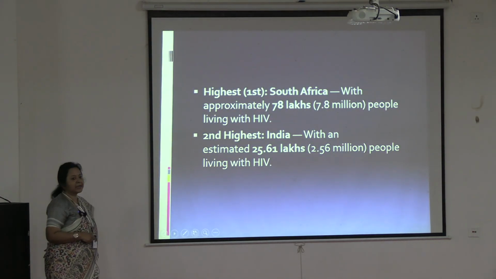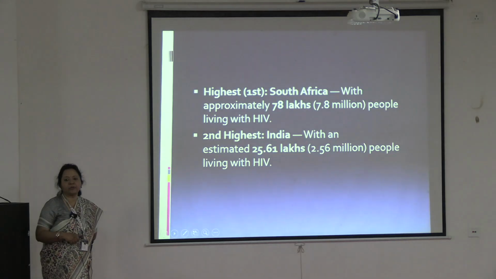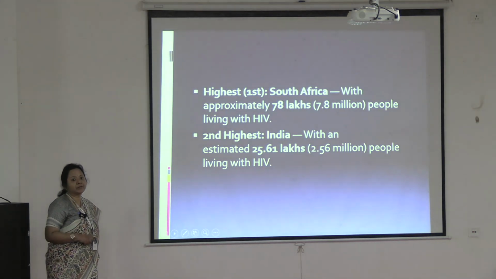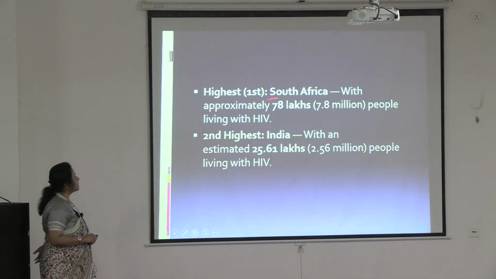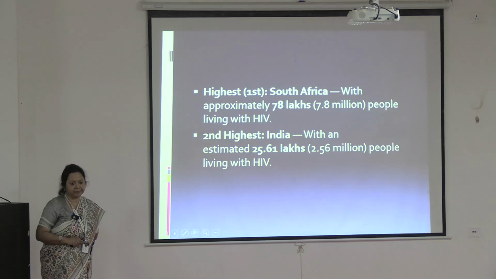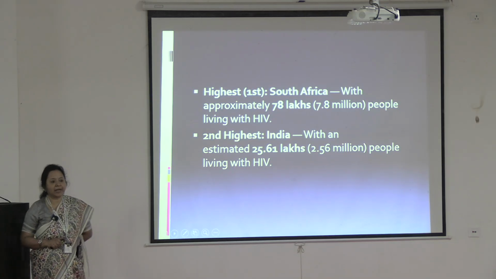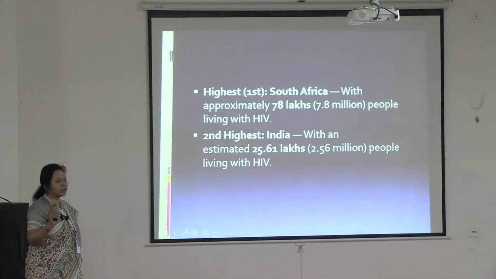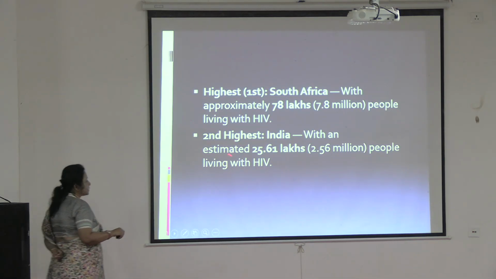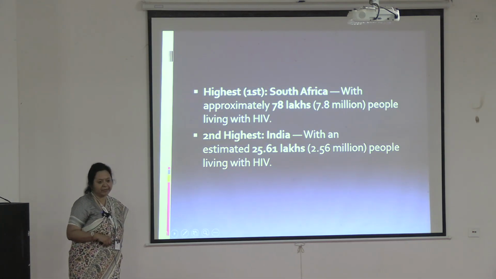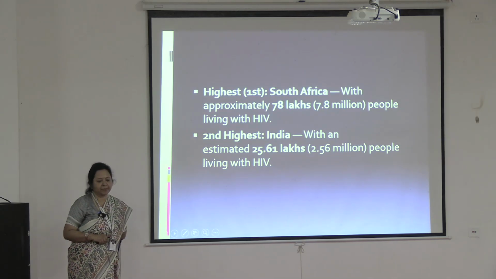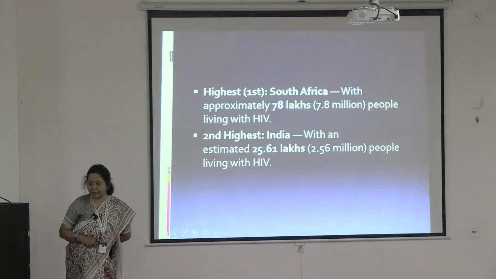So, a little bit about the statistics, if you know, then only you can understand the gravity of the situation, where we are, what we are dealing with, right? So, first in the list, country wise, is South Africa with 78 lakh. Okay, there are 78 lakh people who are living with HIV. This is a huge number of people, right? Second in the list is India, so we are not very much behind in this. So about 25.61 lakh people are living with HIV.